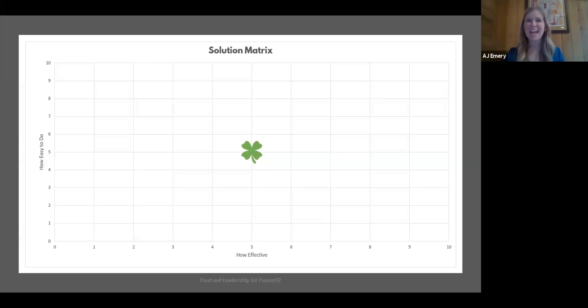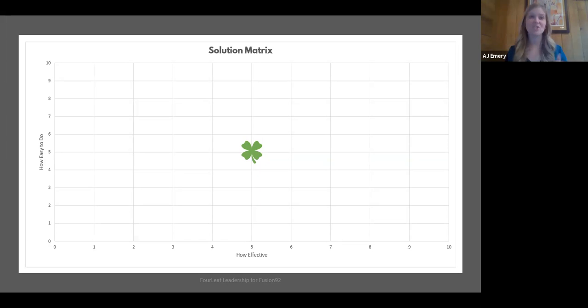And we're going to take a look at the fact that along the bottom, it says how effective this action is going to be on a scale of 0 to 10, 0 being not effective at all, 10 being the most effective thing that could ever be done to reach this goal or solve this problem.